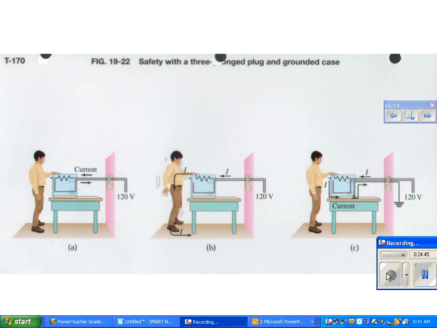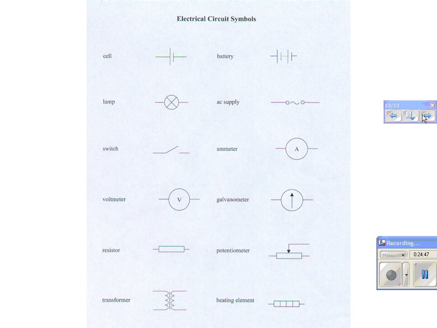Okay, finally, I want you to see this, and I want you to know that you have seen this before. This is a page in your data booklet. So if you have a question on a test that has a circuit and there are some designs on that circuit that you don't recognize, remember this page, okay? There are some things you'll see more often than others. I mean, obviously, a battery in a cell you'll see a lot.